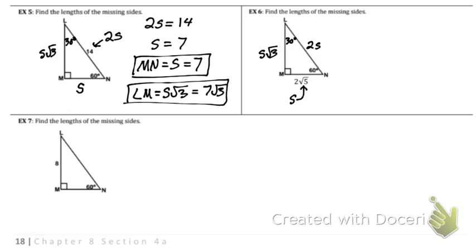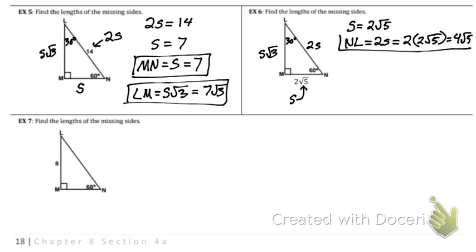Well, the good thing about this one, our S is done. That S is pointing to 2 square root of 5, so S equals 2 square root of 5. NL equals 2S, so that's just going to be 2 times that 2 square root of 5, which is going to equal 4 square root of 5.